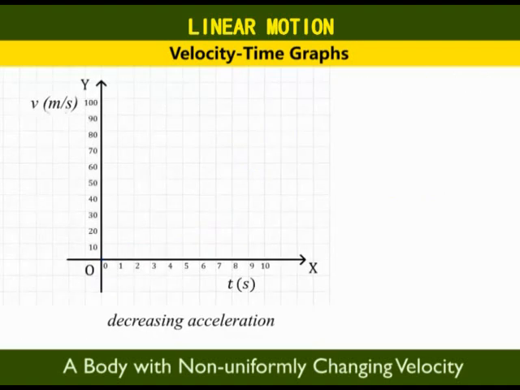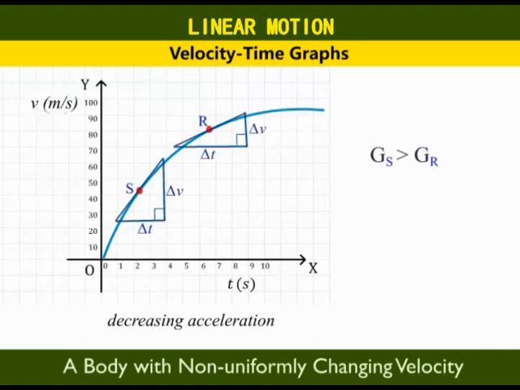For a decreasing acceleration, the graph curves the other way. For this one, gradient at S is greater than gradient at R. Note that decreasing acceleration does not mean deceleration. Deceleration is negative acceleration.